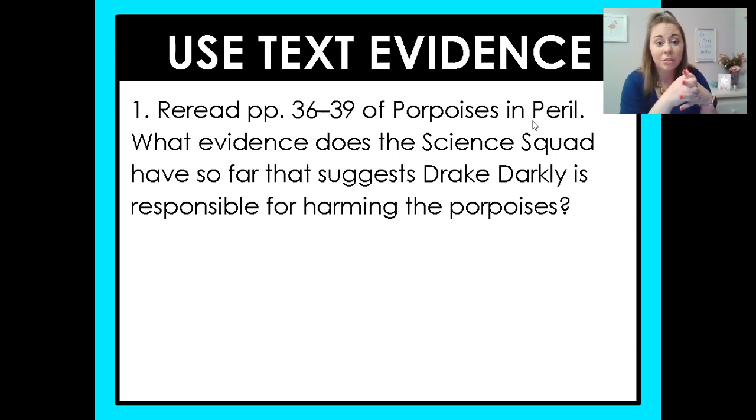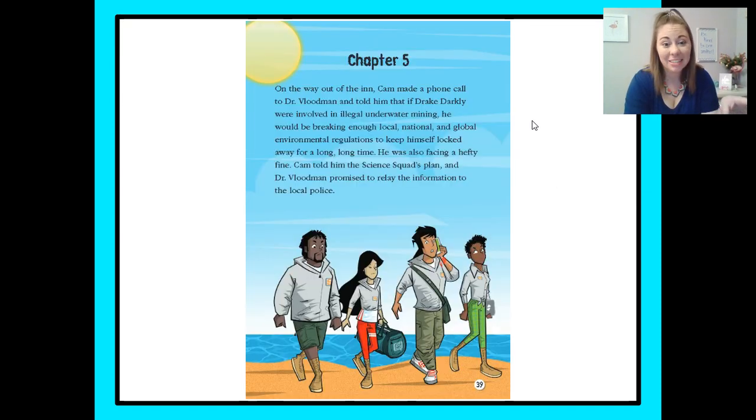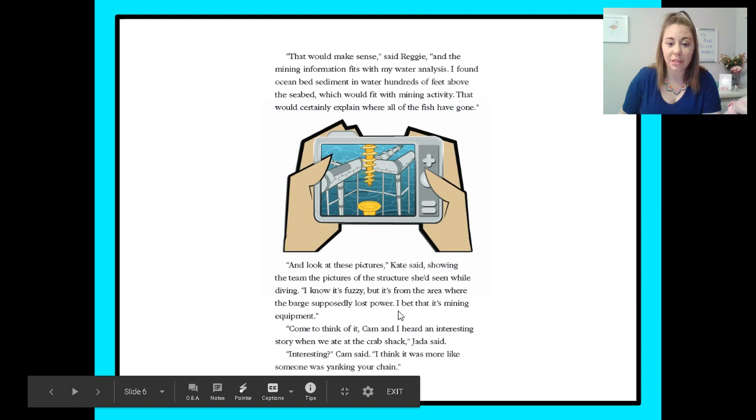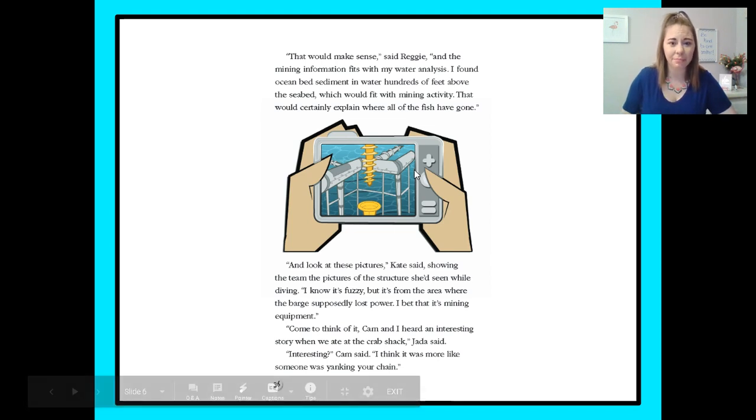Okay, so let's talk evidence. Since our focus today is text evidence, let's look specifically at the text. It says, "And look at these pictures," Kate said, showing the team the pictures of the structure she'd seen while diving. "I know it's fuzzy, but it's from the area where the barge was supposed to be. I bet that's the mining equipment." So there's evidence right there. They have a picture of what they think is this mining equipment.